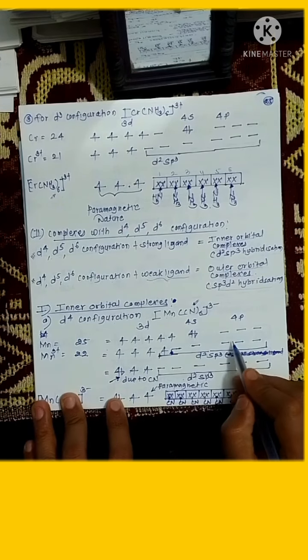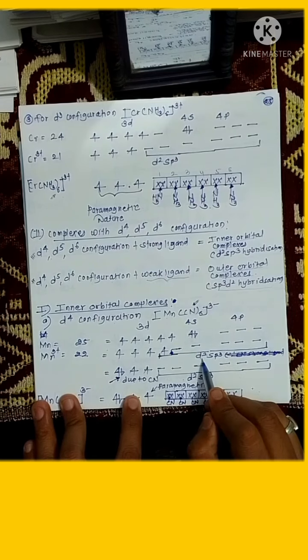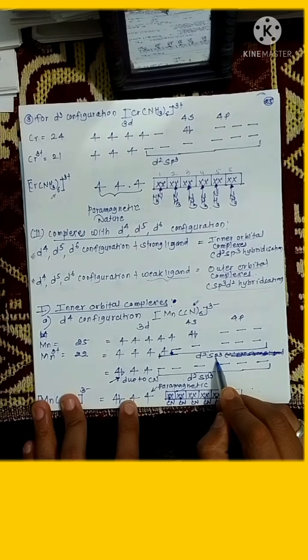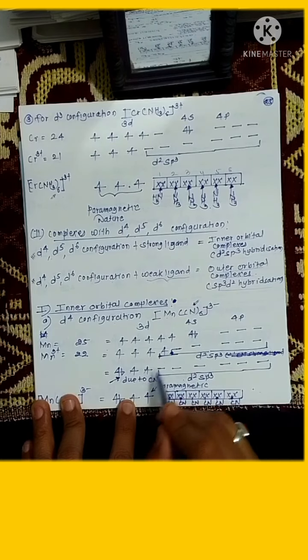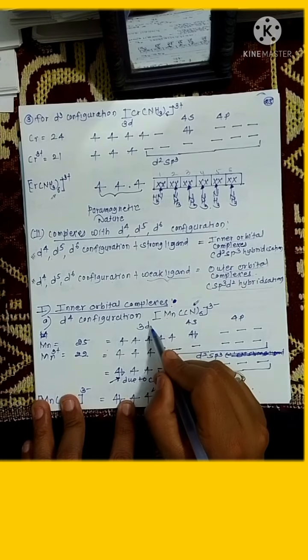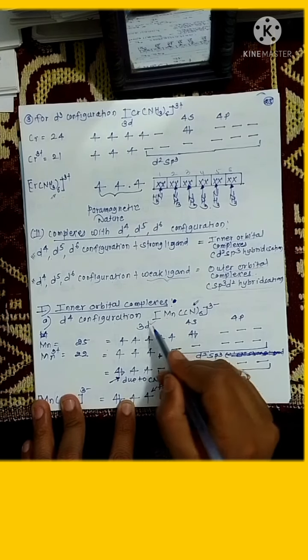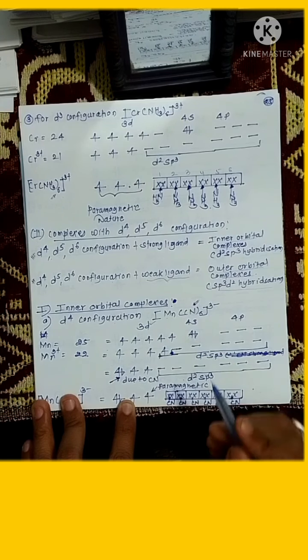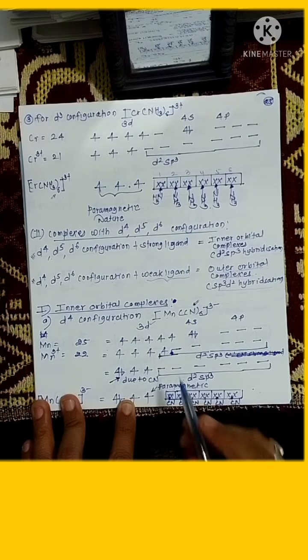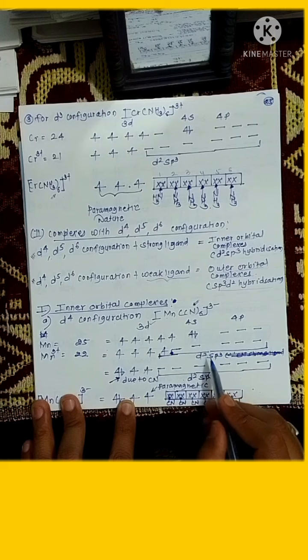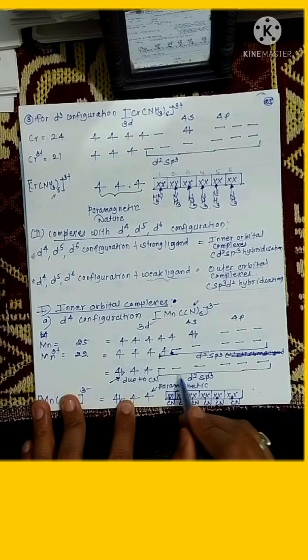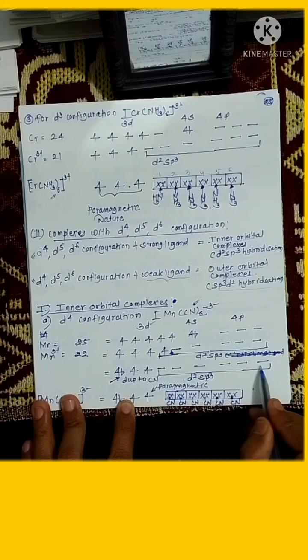So in these complexes, basically d2sp3 hybridization is going to take place. So 2 orbitals from your 3d shell are used in hybridization. So 6 orbitals of equivalent energy are formed.